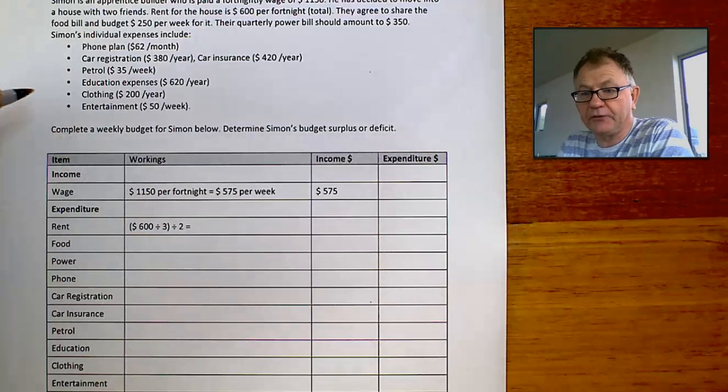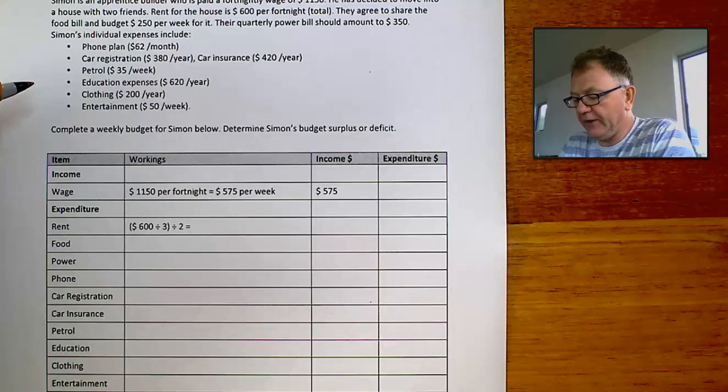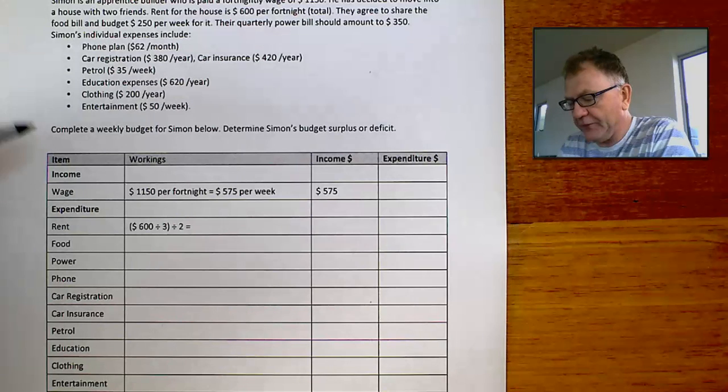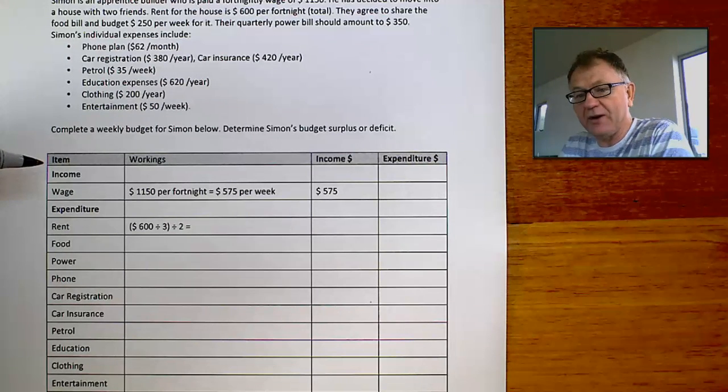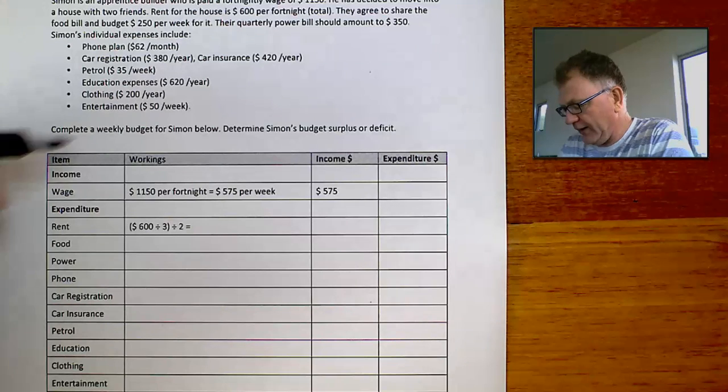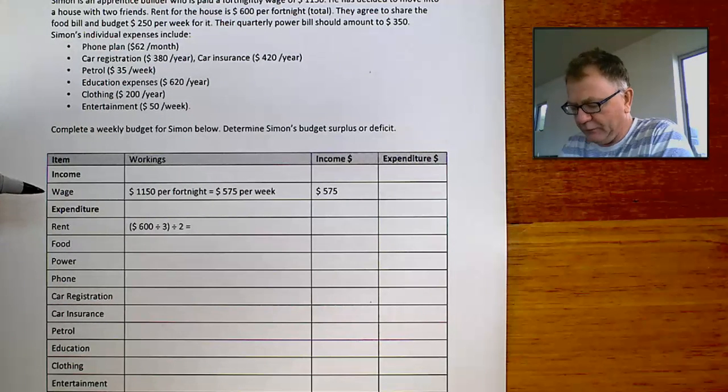Okay, this question's got us working out a budget here. The scenario is that Simon is an apprentice builder. He's got a fortnightly wage of $1,150. We have to sort out his income and expenditure and put it in a budget-like table.